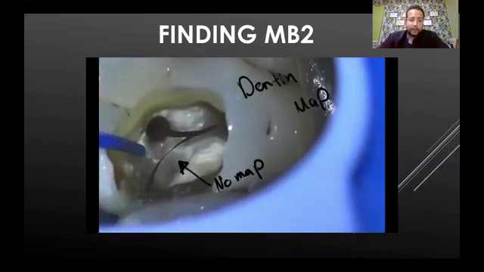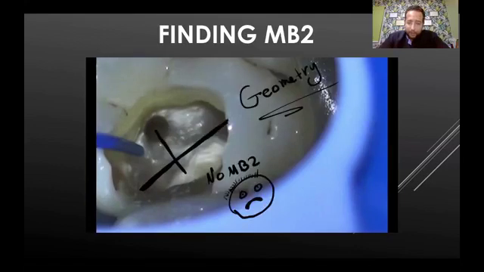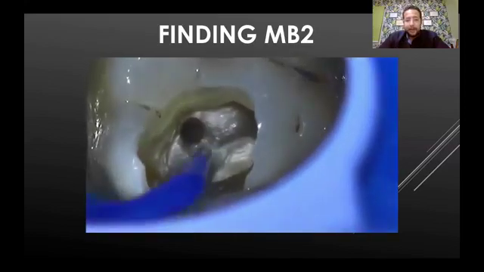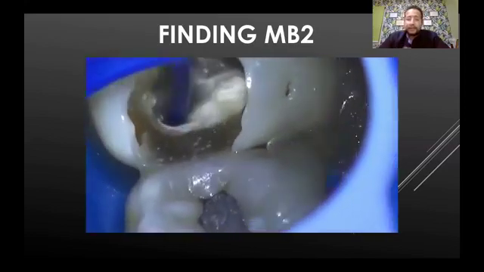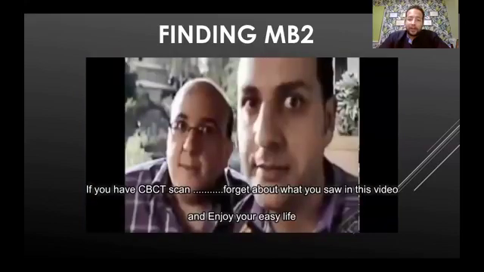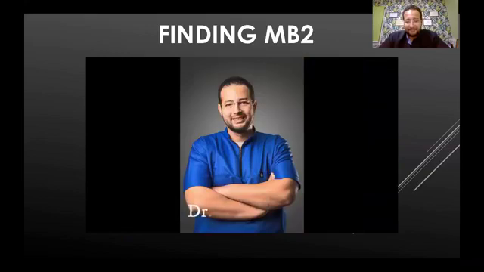Look, the dentine map should be here. There is no map, no geometry. No MB2. But of course, if you have CBCT, forget about all I said now. You're lucky. You will find it, or you will be sure it's there or not.